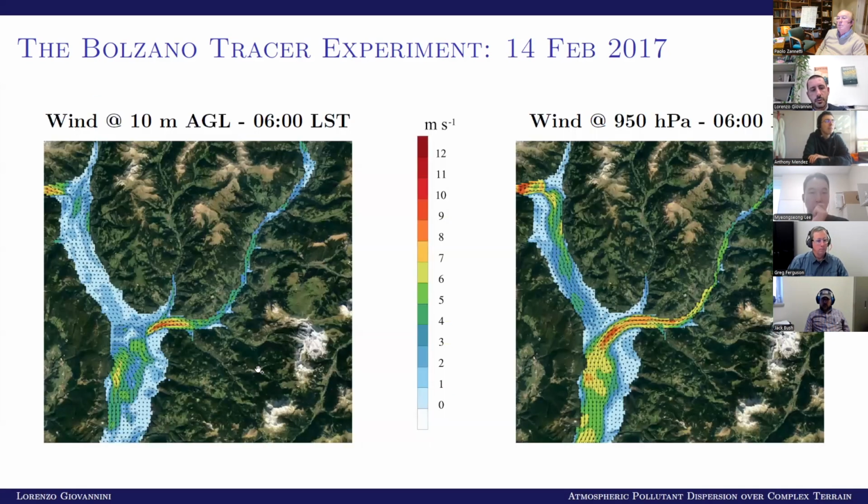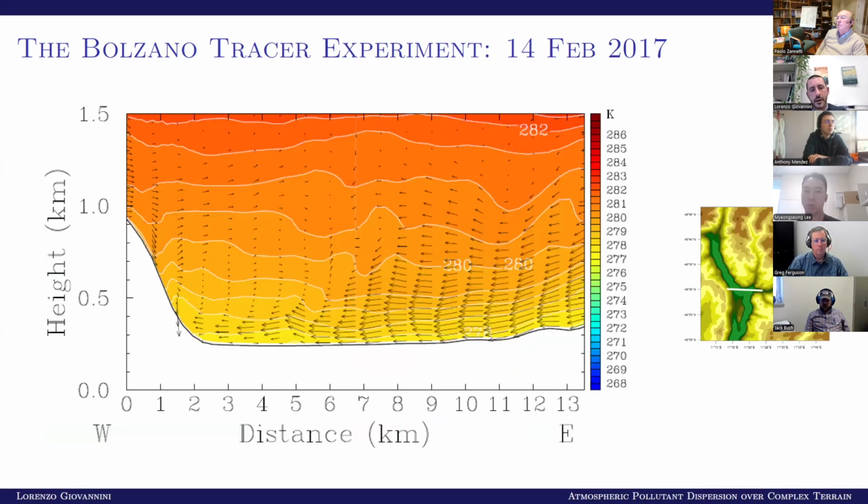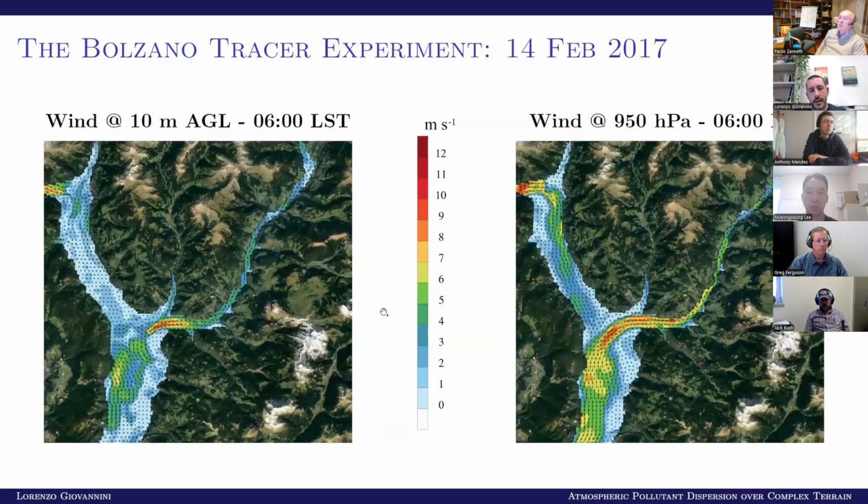We have an opposite situation when we have no strong thermal stratification in the basin. So here we have the same section, and you can see that here we have a higher temperature close to the surface. In this case, the down valley wind is able to reach also the ground. So with, of course, potentially completely different effects on pollutant dispersion. So this is the wind at 10 meters above ground level. And again, this is the wind at higher levels above the basin of Bolzano.